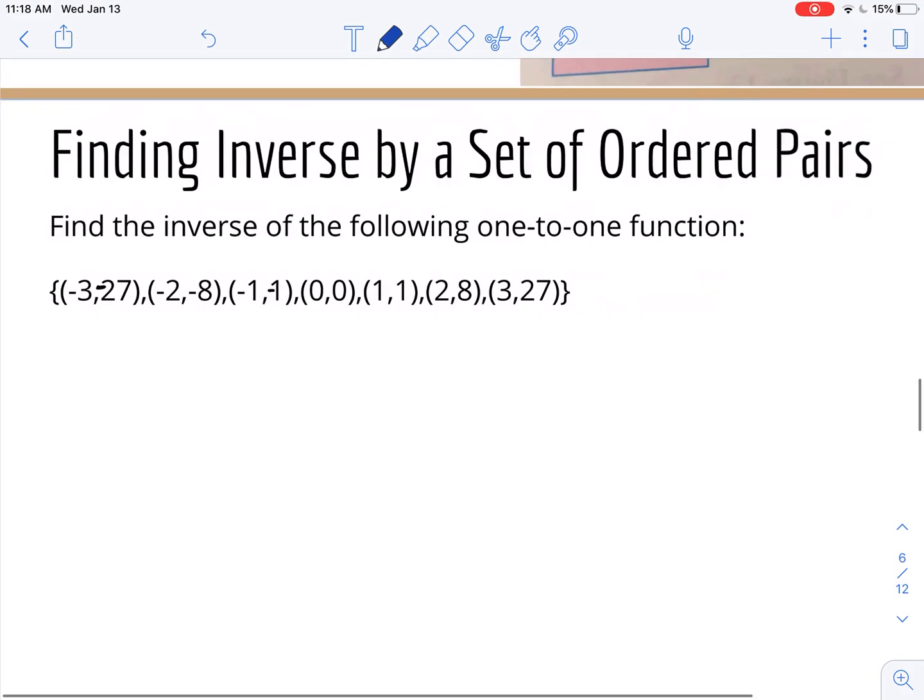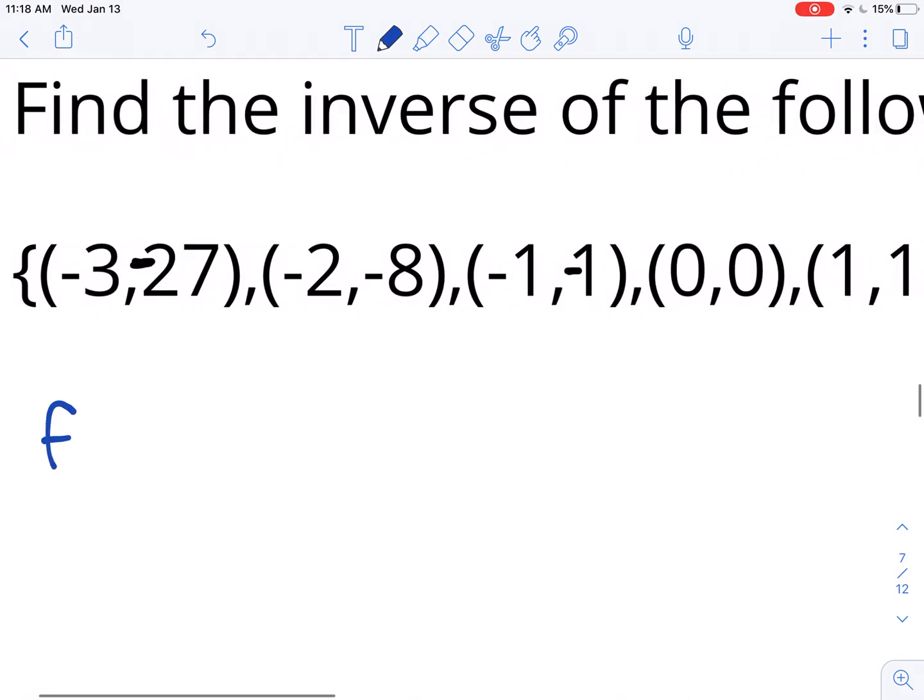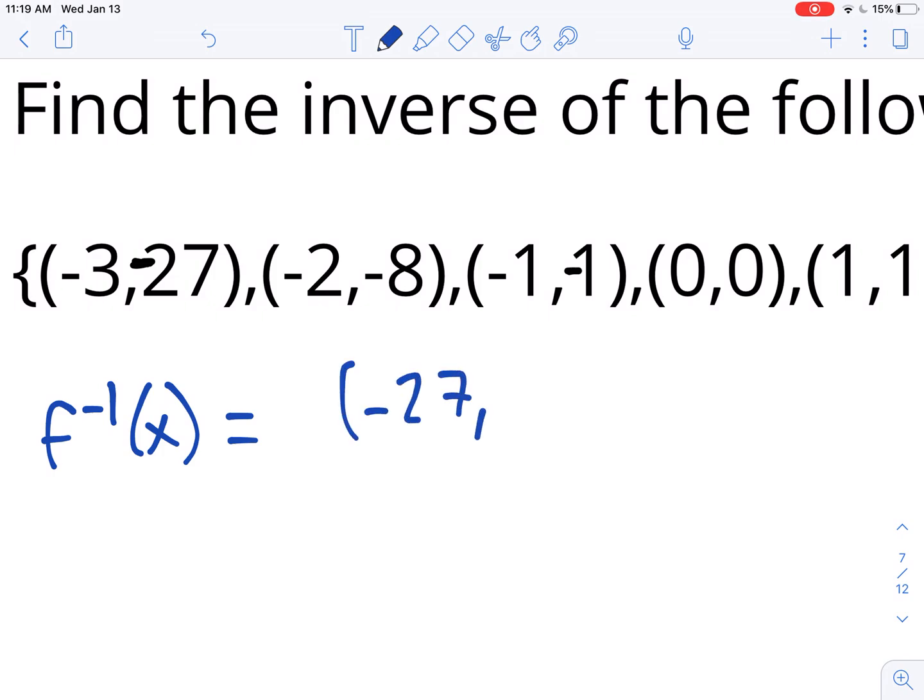So if I want to find the inverse function here of this set of ordered pairs, first of all, I'm going to denote it like this. I say f to the -1 power of x. That denotes an inverse function. So I'm saying the inverse function of x. And all I do is flip my x and y values here. I'm flipping my inputs and my outputs.